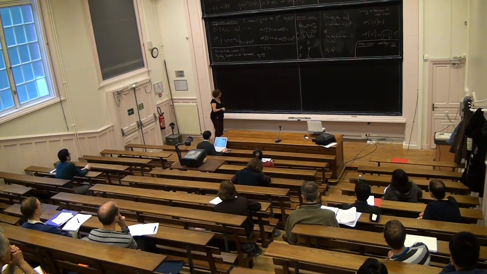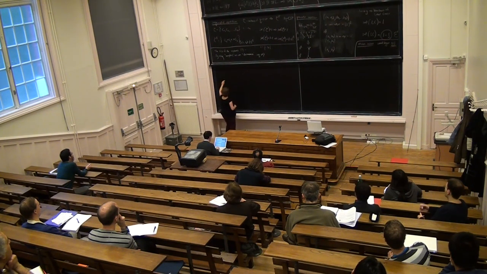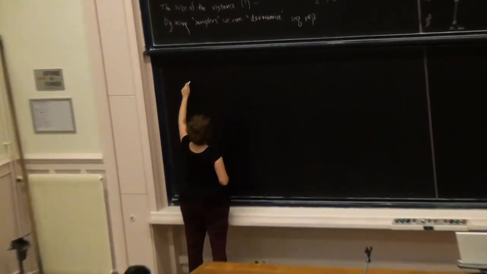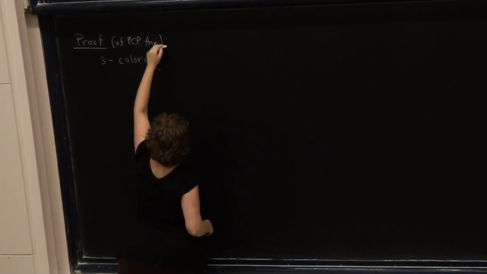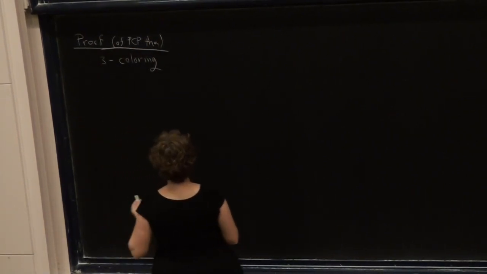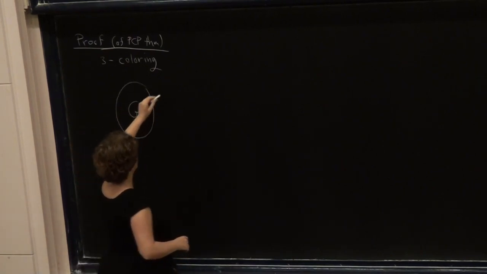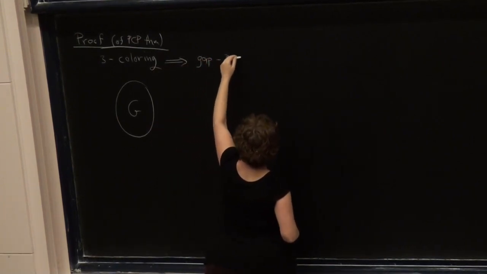Okay, so now I want to go back to proving the PCP theorem itself, and I want to talk about a reduction from three coloring. So let's title this: Proof of the PCP theorem. Okay, so I want to start with a three coloring problem, just a graph G, and reduce it to a gap 3 coloring or something like this.